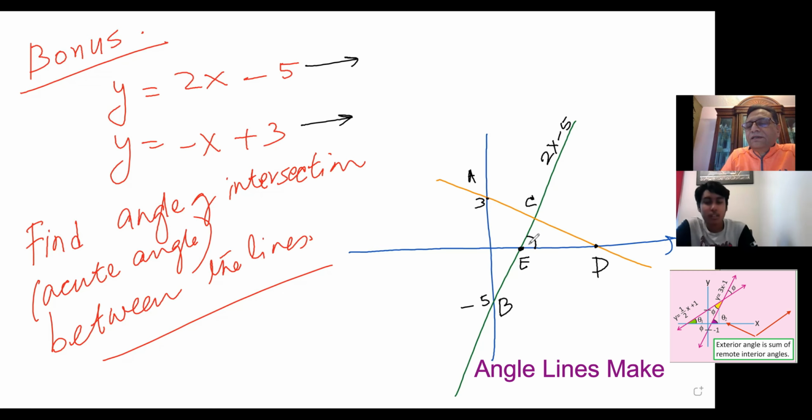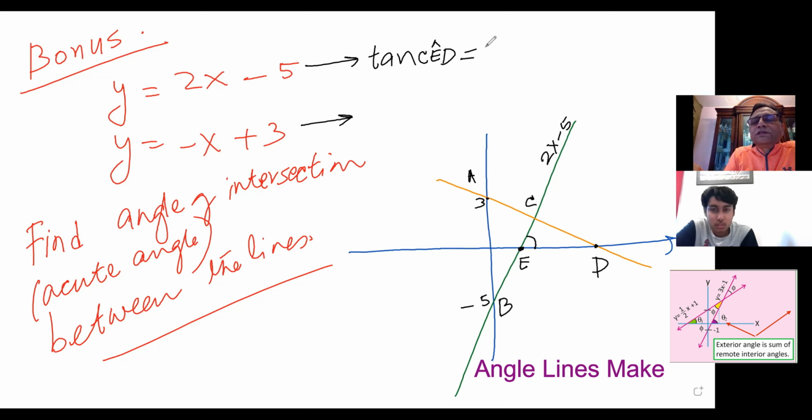Angle at E, right? This angle. So we can say tan of this angle CED. Sometimes we write a cap here saying angle E, right? CED is equal to 2. Is that okay? Yes, sir.